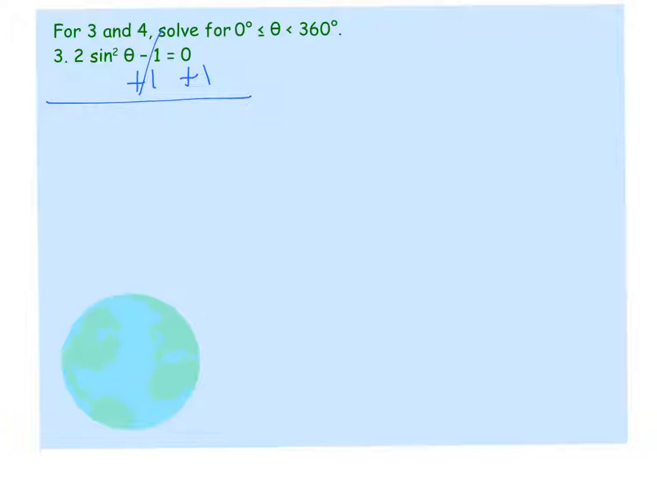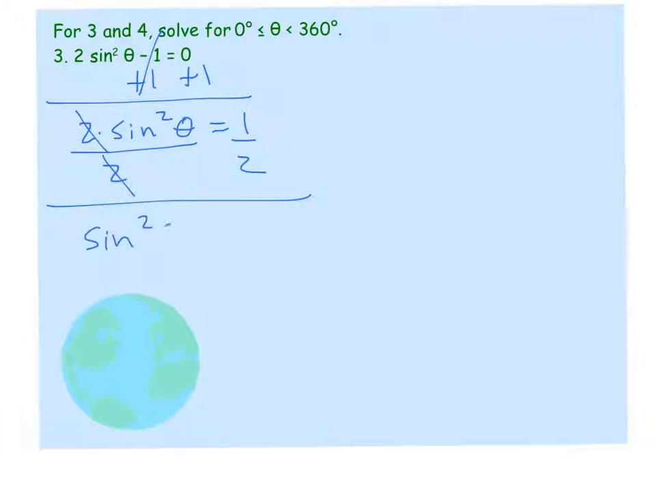For example, adding 1 gives us 2 sine squared of theta equals 1. Divide by 2, and that gives us sine squared of theta is a half. And at this point, I would go ahead and take the square root, and I would have that left side all the way down to just sine of theta, and this is the point I'll be able to use my inverse.